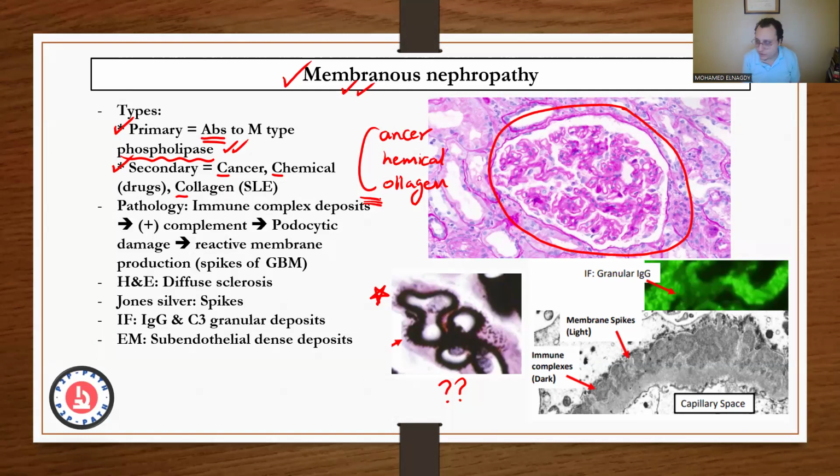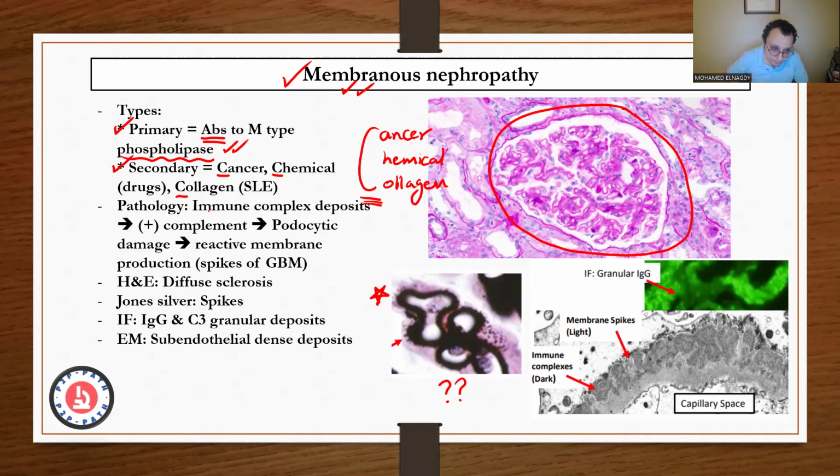Cancer means it's associated with tumors, those who have tumors or metastatic carcinomas, but mainly it happens in those with blood cancers like leukemia and lymphoma. Chemical means drugs, and collagen means collagen diseases like systemic lupus, or SLE.